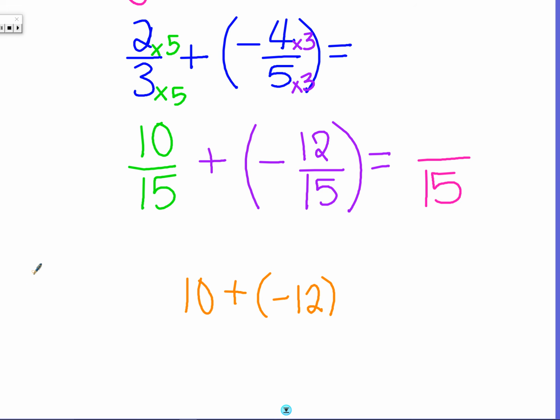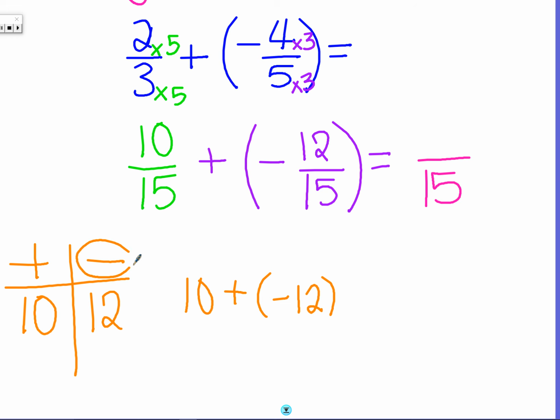And so this is something I can use my scoreboard for. I have 10 points on the positive team. I have 12 points on the negative team. The negative team has more points, and by how many? By 2 points. And this would be the answer to the original question, which is all the way up here.